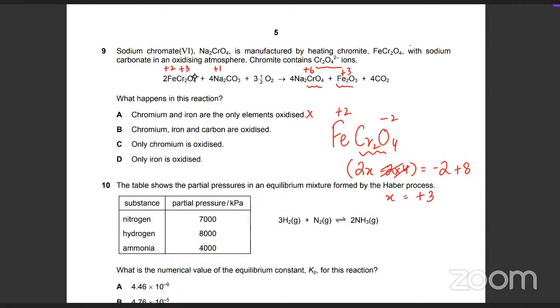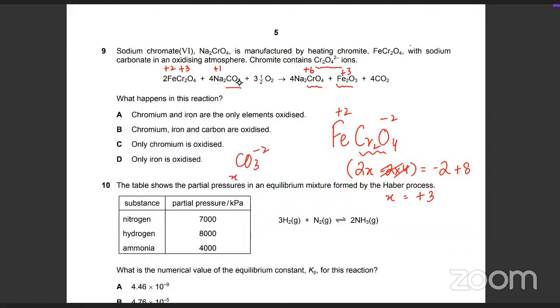So this is B. As a first, what's the issue? First says iron are the only elements. Iron is getting oxidized. What's wrong with the first one? We did not count carbon. Carbon is getting added, right? Let's do it for carbon in the first. It's carbonate. Carbonate is CO3 2-, right?